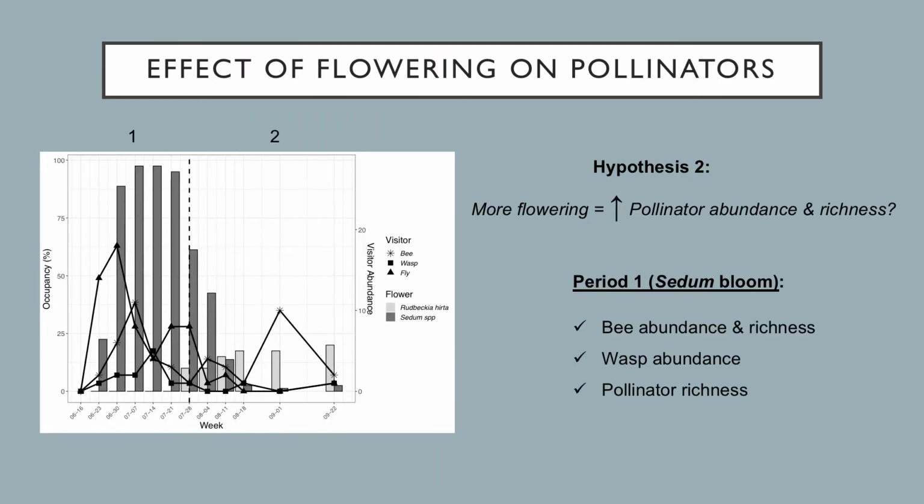We only found some support for our second hypothesis, that we would see an increase in pollinator abundance and richness with increasing floral amount. The graph to the left shows the pollinator visitor abundance on the right, while the occupancy of Sedum and Rudbeckia on the modules per week is on the left. The only significant correlations we uncovered were bee abundance and richness, wasp abundance, and pollinator richness being positively correlated to increasing Sedum occupancy during the first period. No pollinator group was correlated in abundance or richness during period 2, which was characteristically the Rudbeckia bloom.